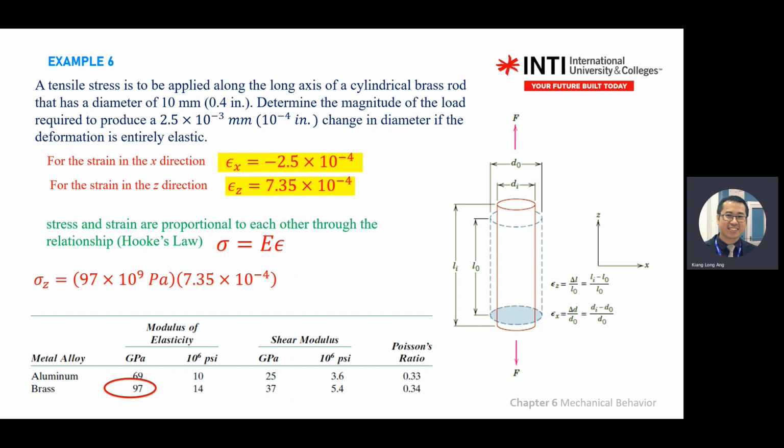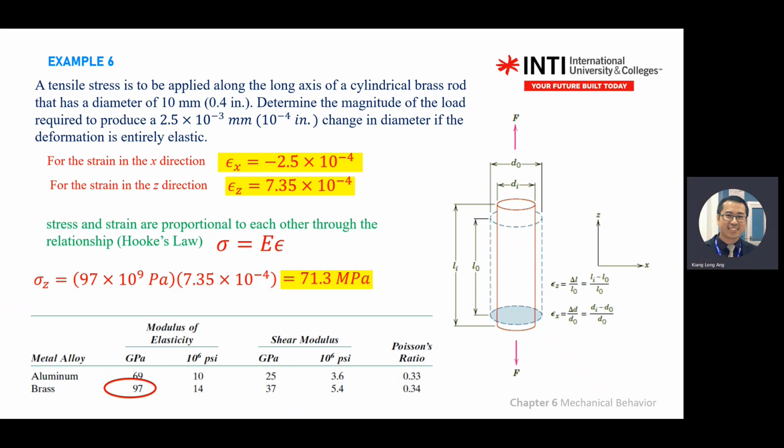So stress in the longitudinal or uniaxial direction, in the Z direction, equals 97 gigapascal. Giga is 10 power 9. The strain you calculated just now, 7.3 something, 10 power negative 4. You press the calculator and you find the stress. You get the stress, then go back to the definition of stress, force divided by area.